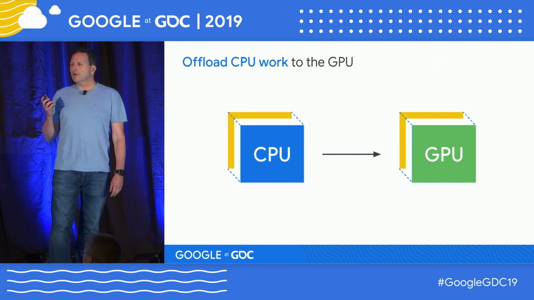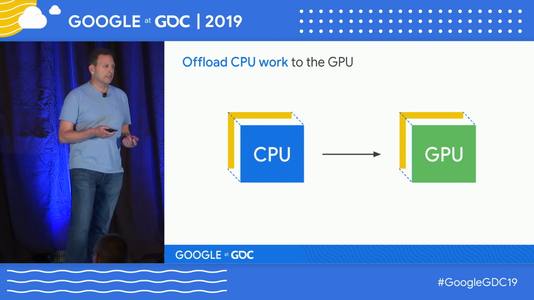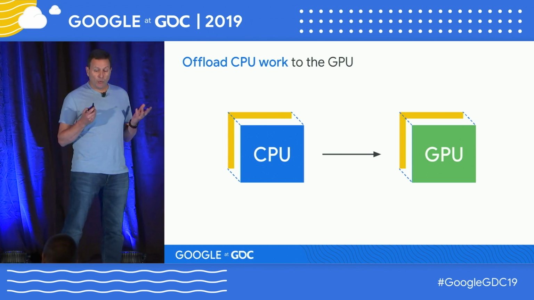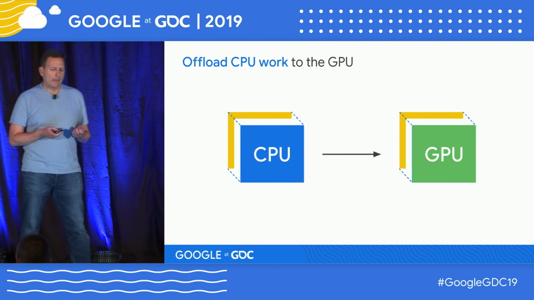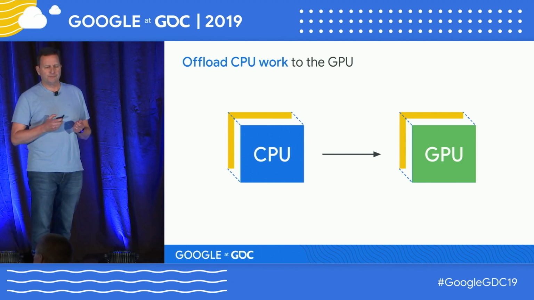Also, you want to consider offloading things to the GPU. The reason is the GPU is more power efficient. It does more things in parallel than the CPU. An example could be doing animation on the GPU, like GPU skinning.